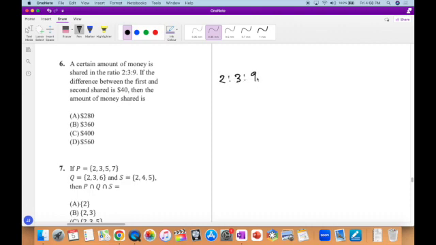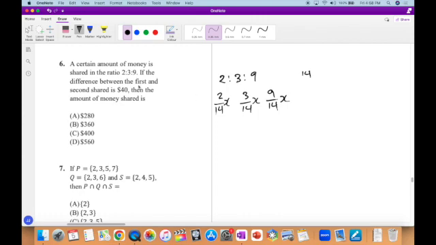Okay, so a certain amount of money is shared in a ratio 2 to 3 to 9. That means that 2 and 3 is 5 and 9 is 14. So that means that this person will have 2 out of 14 of the money. This person in the middle will have 3 out of 14 of the money. And this person at the end will have 9 out of 14 of the total amount, right? Let's call the total amount x.